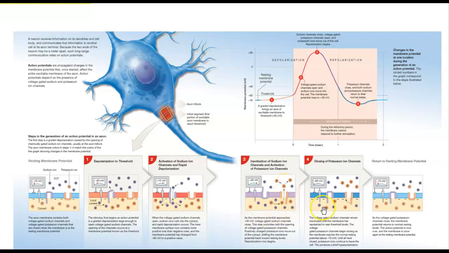With potassium leaving, the voltage becomes more negative, all the way until it reaches negative 90. That's hyperpolarization. Eventually, the potassium channels will close. You have both sodium and potassium channels closed, and the sodium-potassium pump helps the membrane potential stabilize again at negative 70.